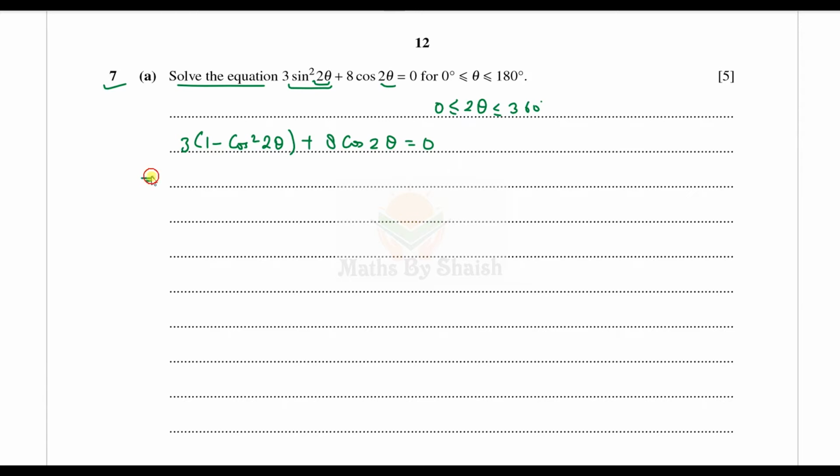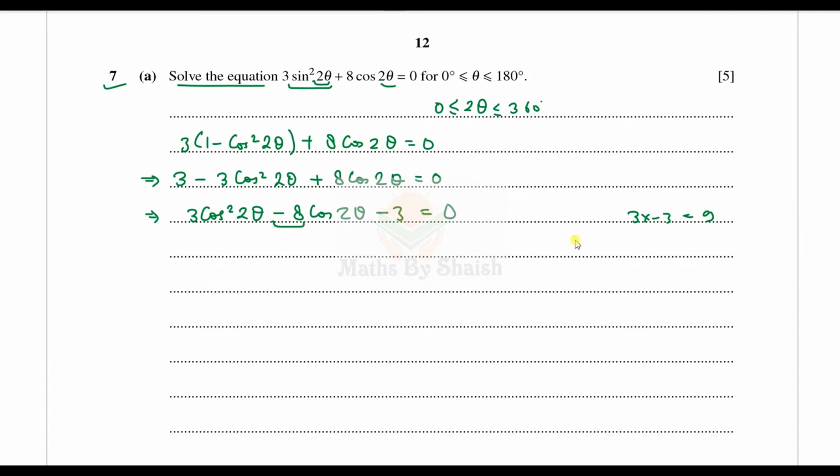So if we simplify, it is going to be 3 minus 3 cos square 2 theta plus 8 cos 2 theta is equal to 0. So let's transfer everything to the other side so that I get this as a positive constant. So it is going to be 3 cos square 2 theta minus 8 cos 2 theta minus 3 is equal to 0. So we can see here it is 3 and minus 3, that is minus 9, and this coefficient is minus 8.